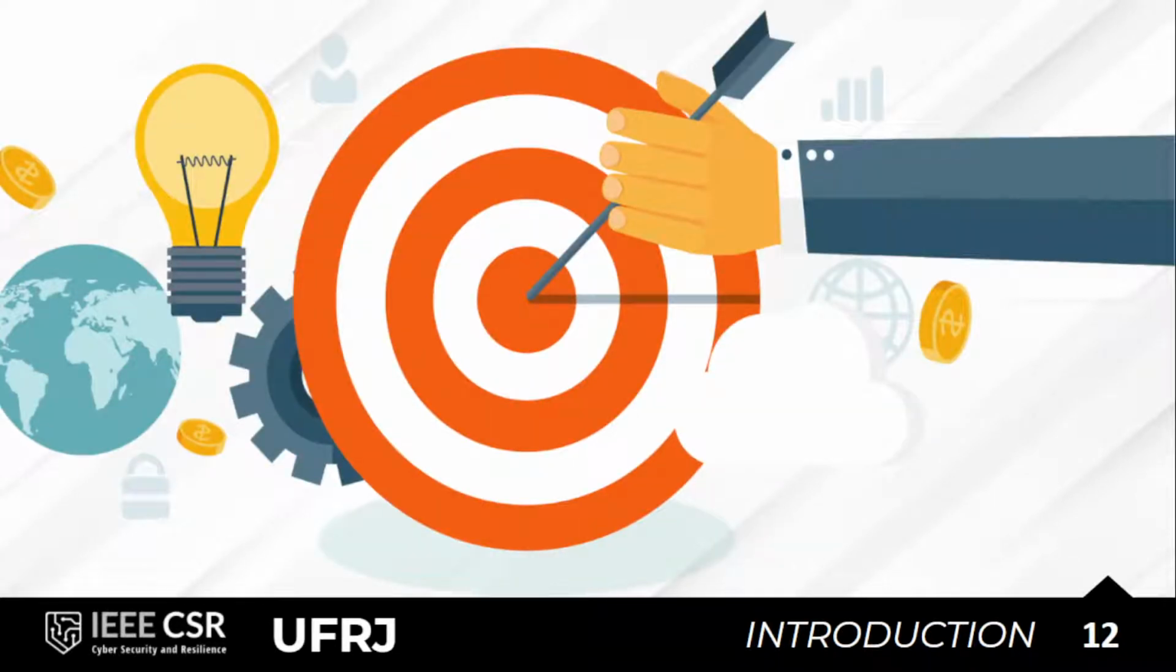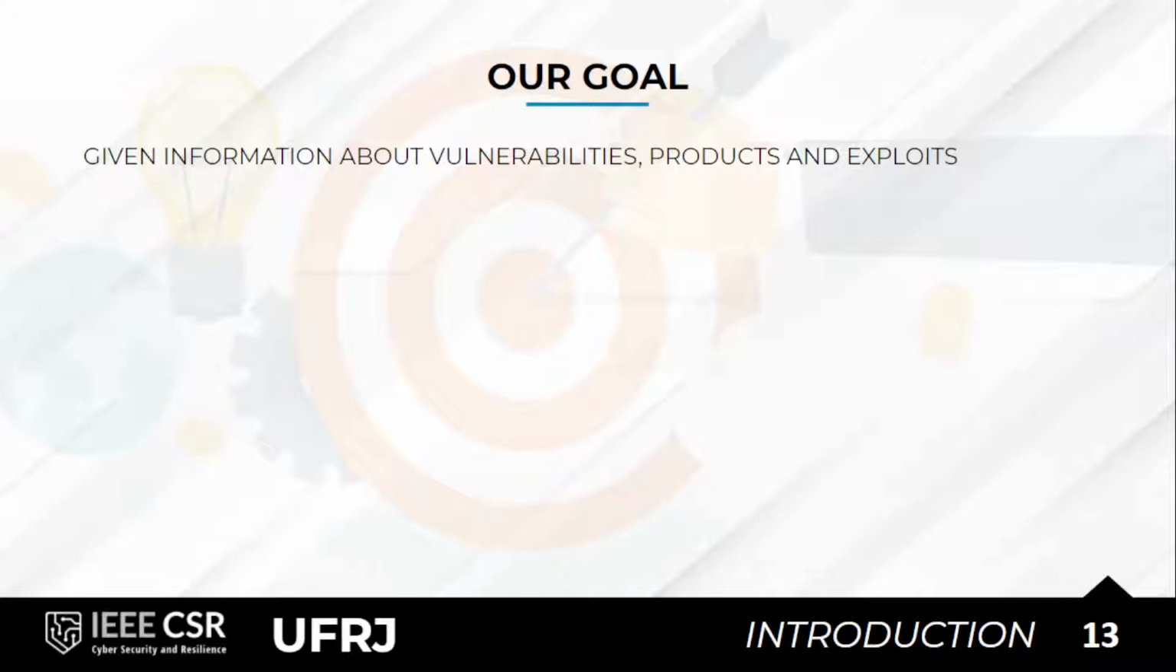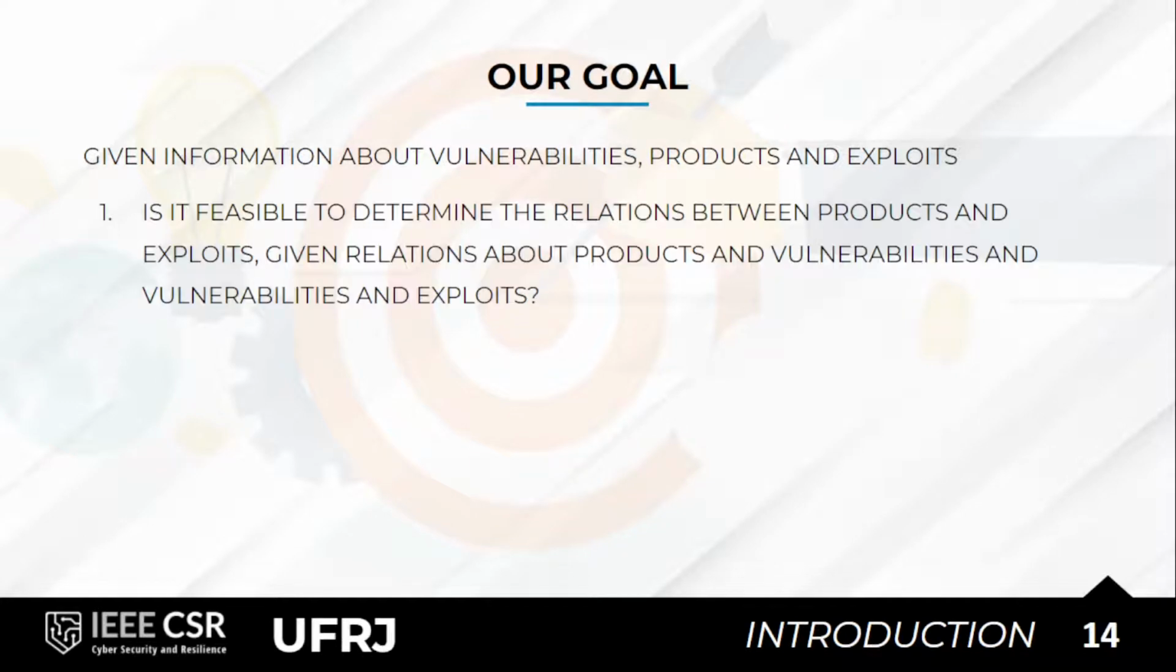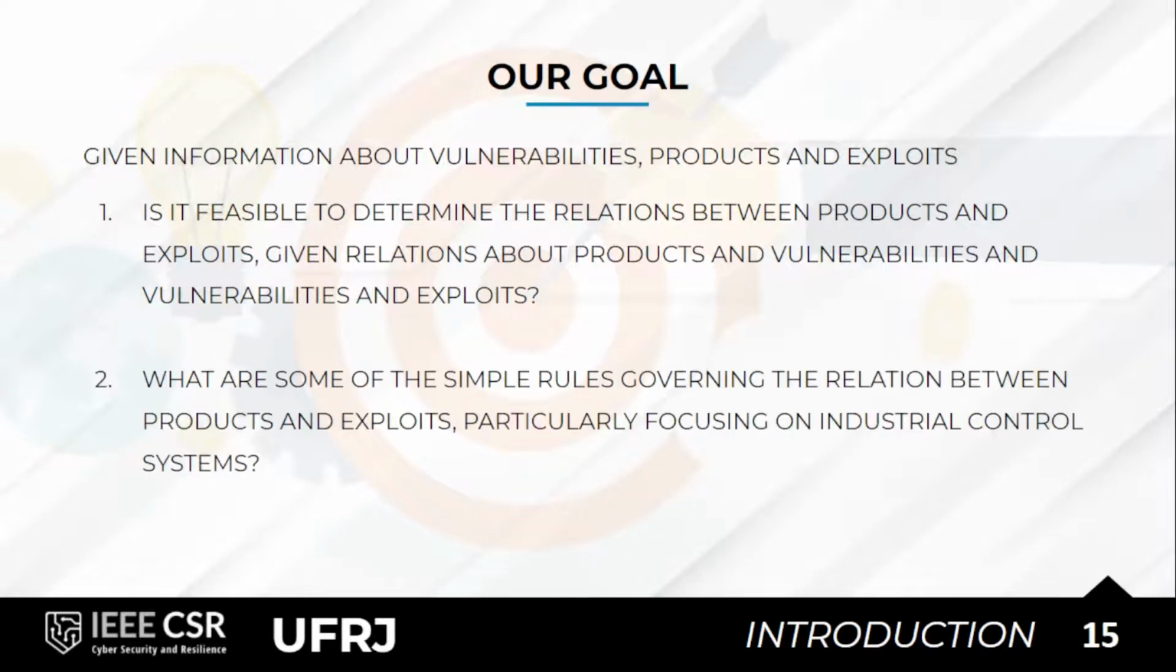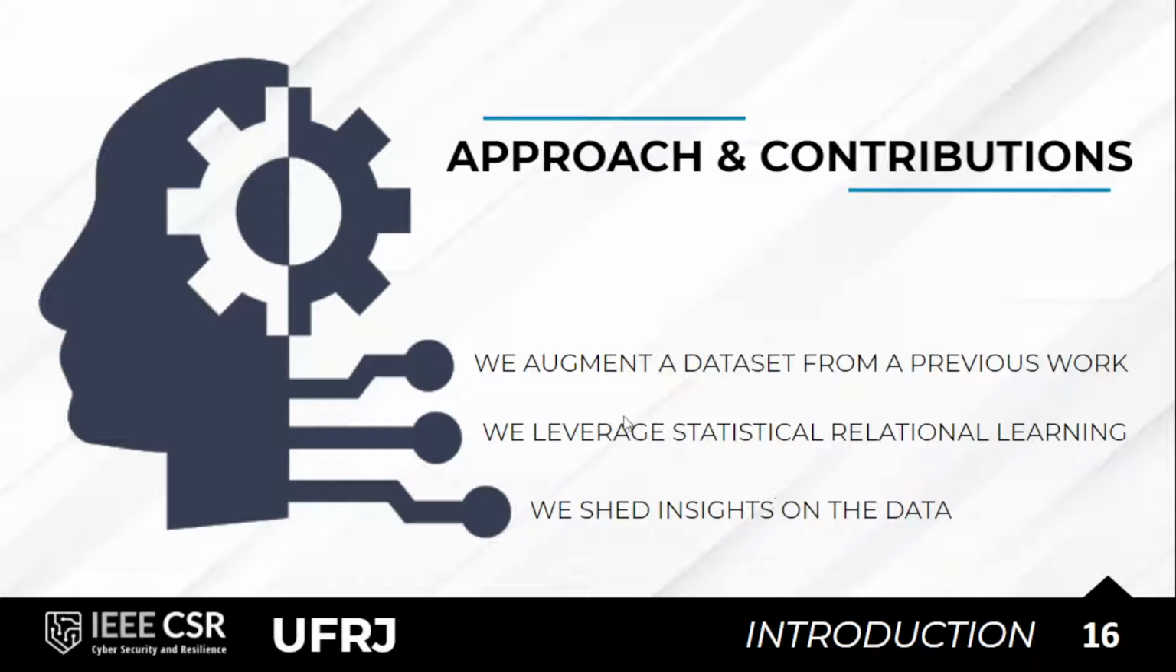Therefore, we present our goals. Given information about vulnerabilities, products, and exploits, we tried to answer two questions. First, we are interested in understanding the feasibility of determining relationships between products and exploits from information about relationships between products and vulnerabilities and between vulnerabilities and exploits. And that done, what kind of rules govern these relationships, particularly with a focus on industrial control systems? To answer these questions, we extended the dataset used in a previous work by introducing new information, and then we used statistical relational learning on this data, and through model interpretation we also extract some insights on the data.